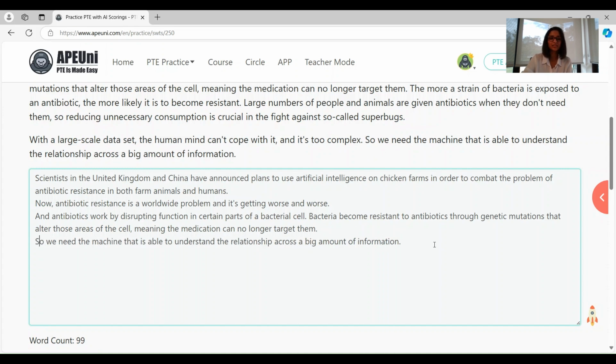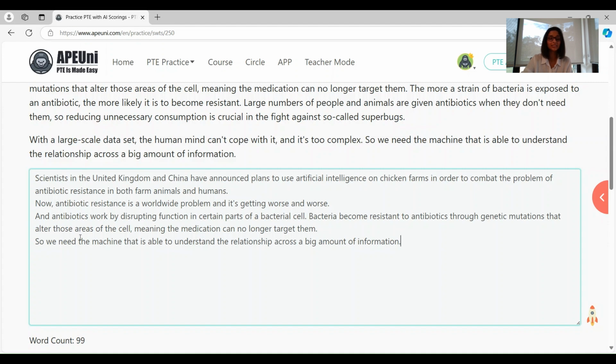Scientists in the United Kingdom and China have announced plans to use artificial intelligence on chicken farms in order to combat the problem of antibiotic resistance in both farm animals and humans. Now, antibiotic resistance is a worldwide problem and it's getting worse and worse. This was written by a human being who's not a native English speaker. See the number of "ands"? And it's getting worse and worse. I can even hear an accent coming through when I read that.